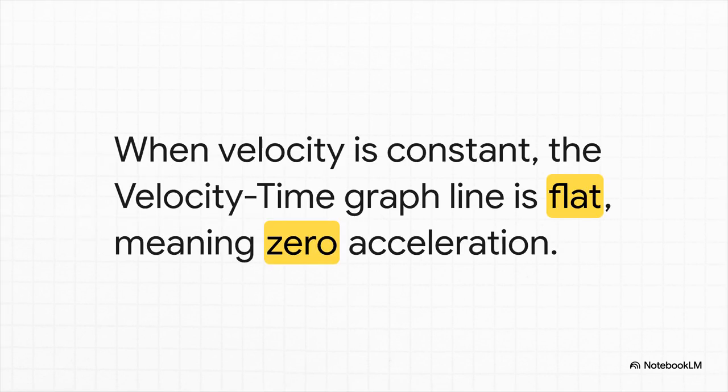So what about when our runner was walking back to the start? They were probably moving at a nice, steady pace, right? In physics, we call that uniform motion. And on a velocity time graph, that just looks like a flat, horizontal line. Why? Because if your velocity is constant, your acceleration is zero, and that means the slope is zero.